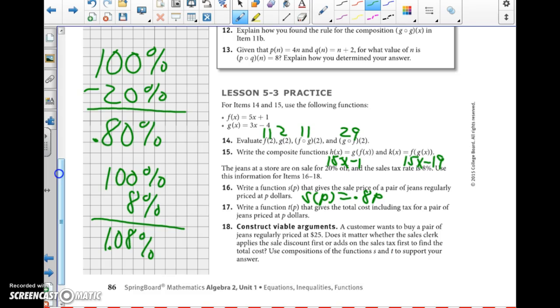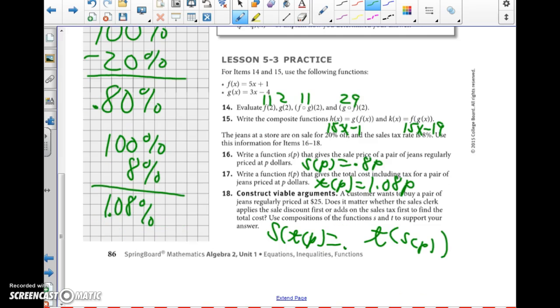So T of P is what now? 1.08P. 1.08P is the answer to that one. Now let's go to the last part. The answer comes out to be 0.864P for this one. 0.864P is right. Very good. Good, you got it. Perfect. You understand what's going on? All right. So here's the thing then. We'll go back to this.